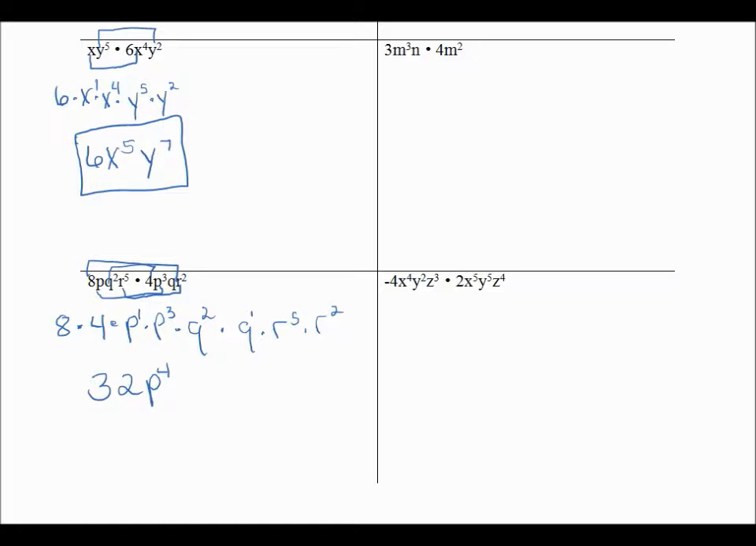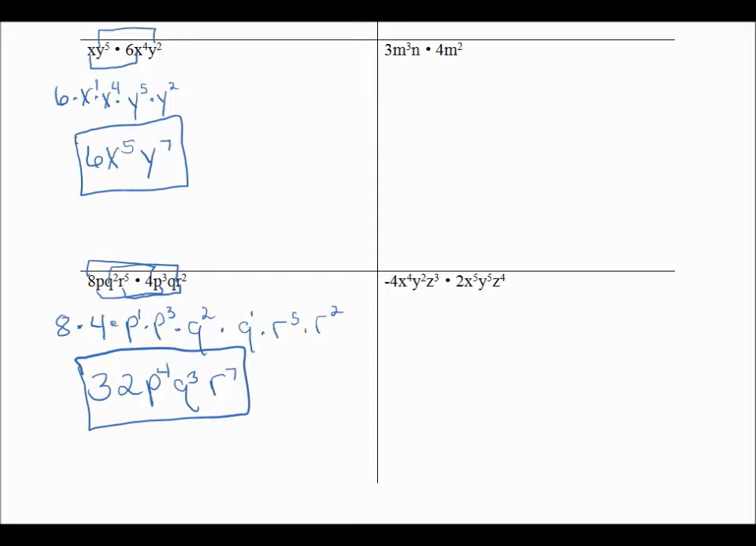Same thing for the Q's. Q to the second times Q to the first. My exponent would be 2 plus 1, 3. Okay? And then the last one for the R. I don't need to write the R twice. They have the same base. So I'll simply add the exponents. 5 plus 2 is 7. So my final answer becomes 32 p to the fourth q to the third r to the seventh. This is my final answer.